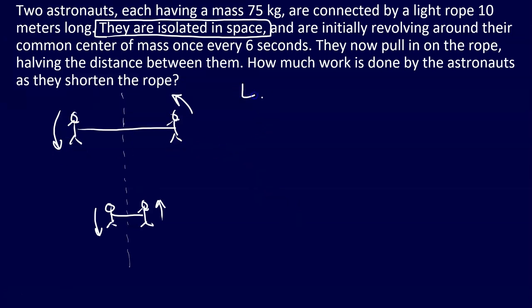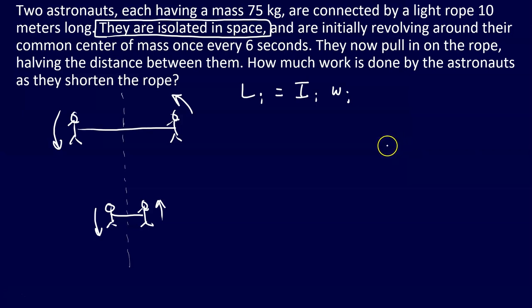So let's go ahead and look here. What I'd like you to do is stop for a second, sit down, and try to calculate the angular momentum of the astronauts initially. Here's our equation for angular momentum: it's the moment of inertia initial times the omega initial. So go ahead and give this a go, and we'll talk about it in a second.